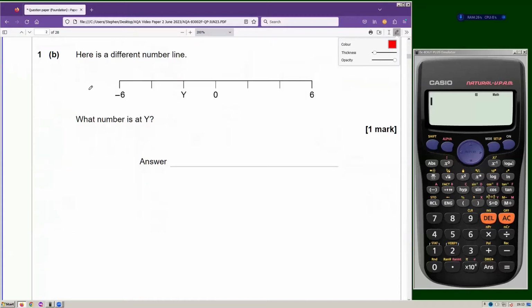A different number line. What number is y? Well, it's the same sort of thing. We had 0 to 6. This time it's divided into 3. So each one is 2, 4, 6. So this time y is going backwards. So it must be minus 2. Minus 2. Okay.